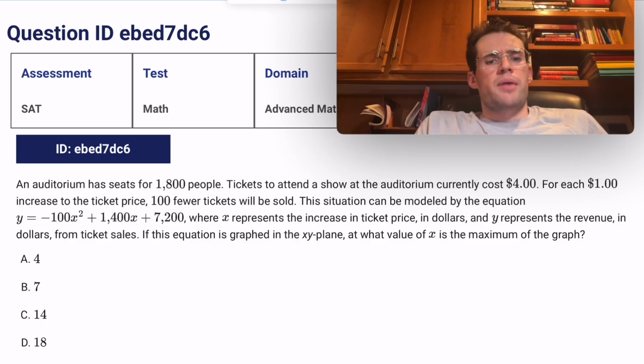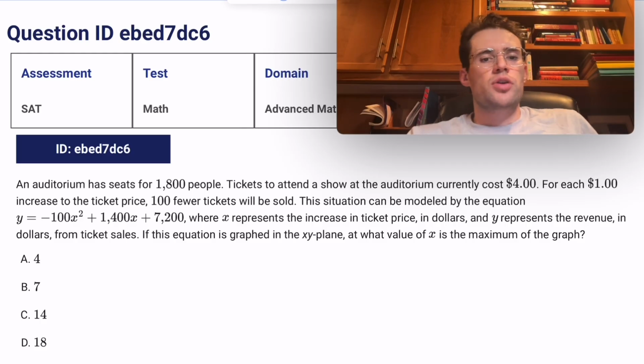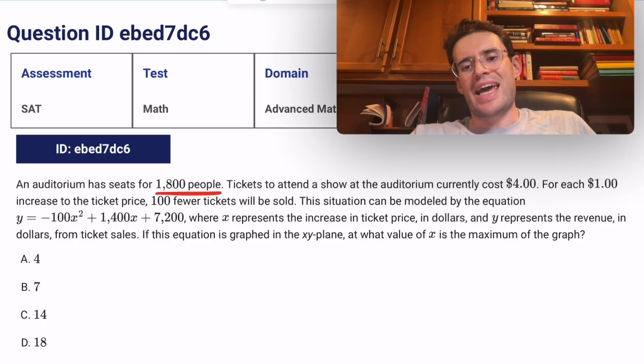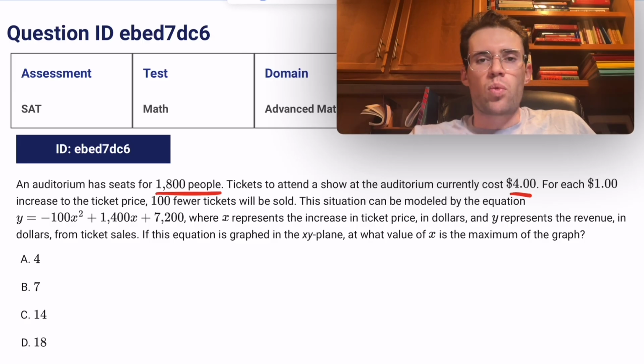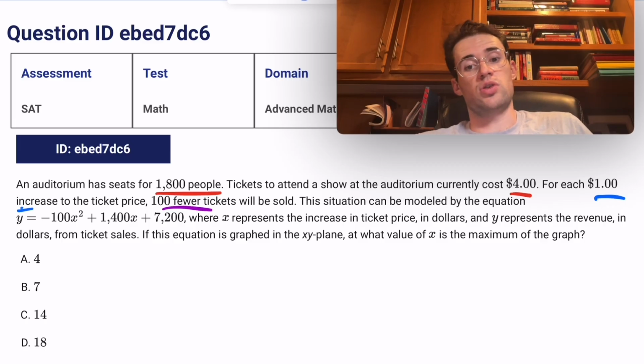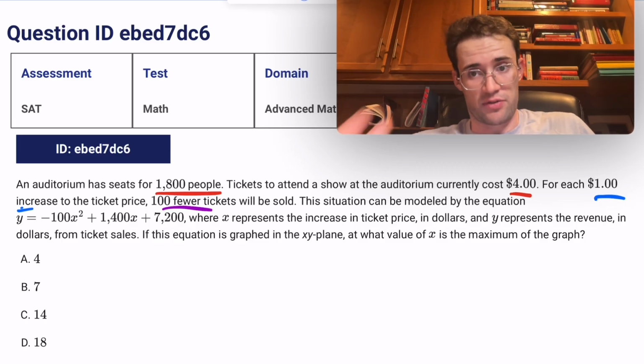An auditorium has seats for 1,800 people. Tickets to attend a show at the auditorium cost $4. For each $1 increase to the ticket price, 100 fewer people or 100 fewer tickets will be sold. That makes sense. If they're more expensive, fewer people will buy them.